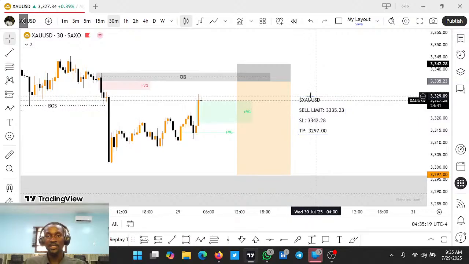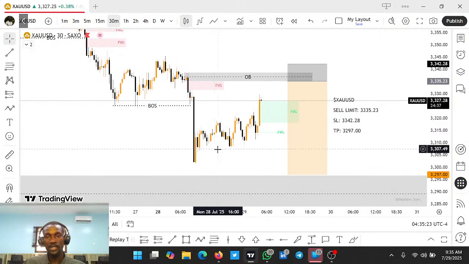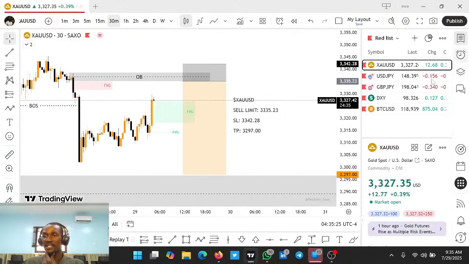So you can offset your limit to sell gold. Now that's that on gold. That's my analysis on gold. Now let's go to a different pair, USDJPY. Let's go to USDJPY.